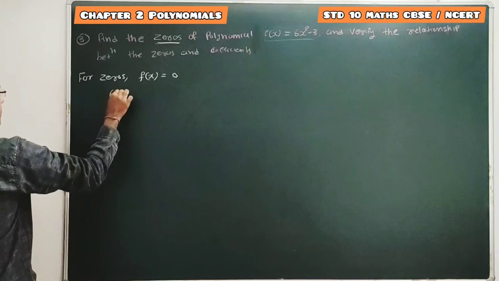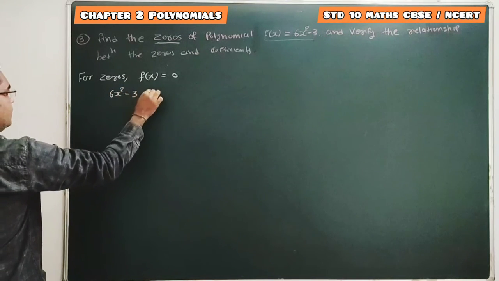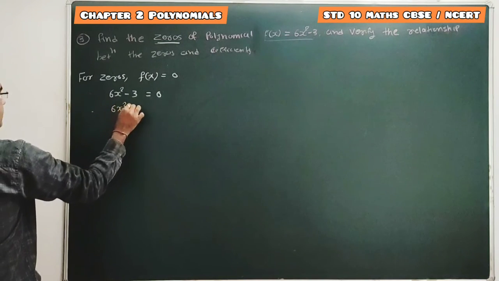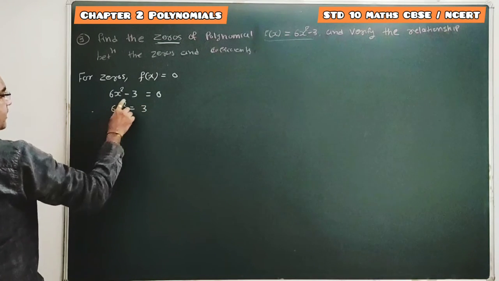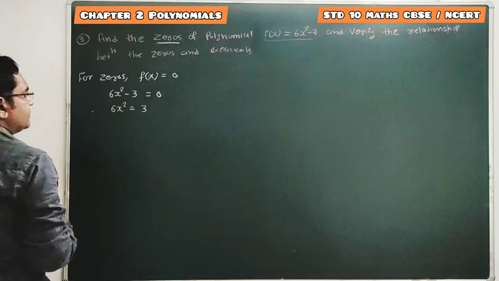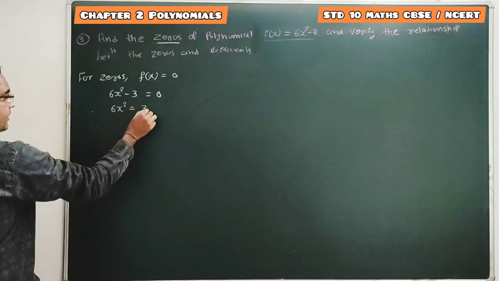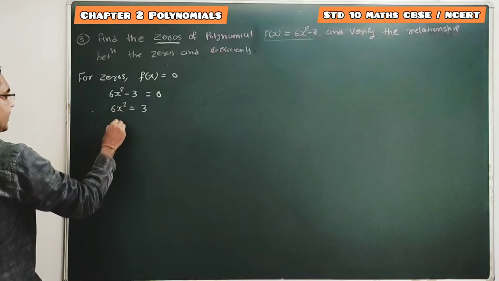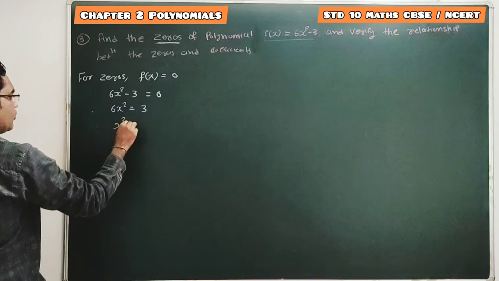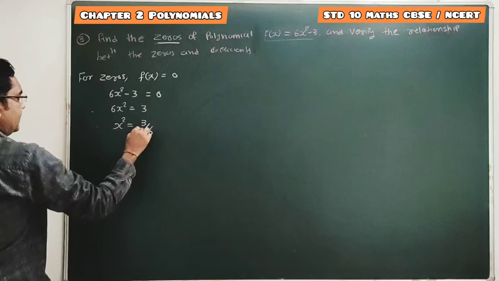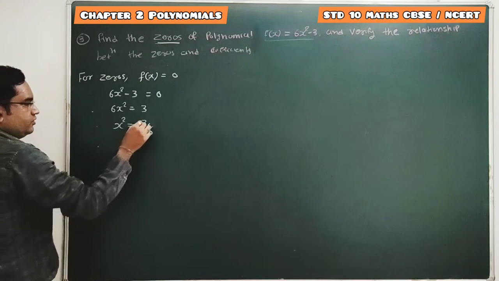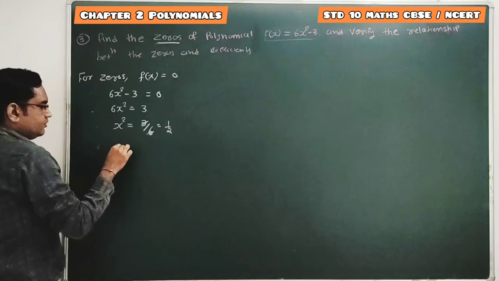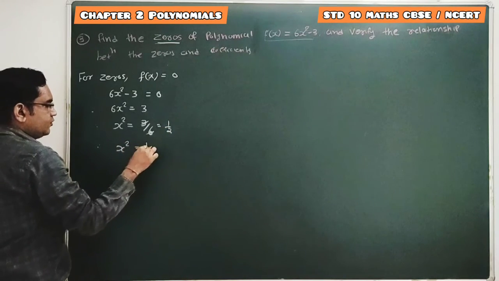So this one is 6x square minus 3 equals 0, and therefore 6x square will be equal to 3, taking this minus 3 on the right hand side. Now dividing 3 by 6, because this 6 is in multiplication with x square. So here x square will be equal to 3 by 6, and by simplification it's 1 by 2. So x square is 1 by 2.